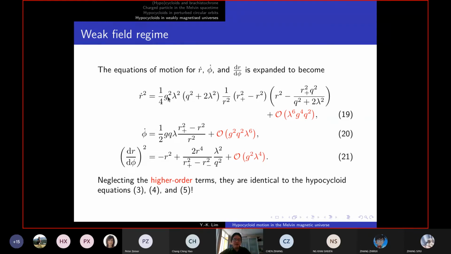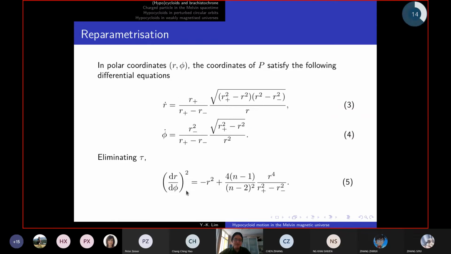If you look closely, although it's complicated, most of them are constants. And these are actually precisely the same equations as for the hypocycloids, just that the constants have different names. So they are identical. The easiest example to see this is equation 21. Up to leading order, which means this equation is true as long as the magnetic field is weak enough and the charge is strong enough, (dr/dphi) squared equals negative r squared, r to the fourth, times a bunch of constants. This is like the hypocycloid. If you remember, the hypocycloid equation is (dr/dphi) squared equals negative r squared, r to the fourth, times a bunch of constants.